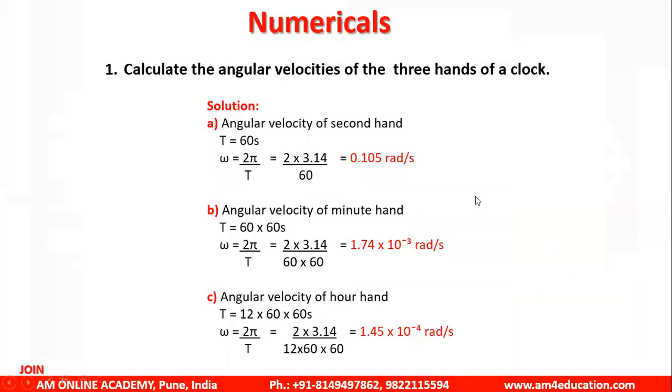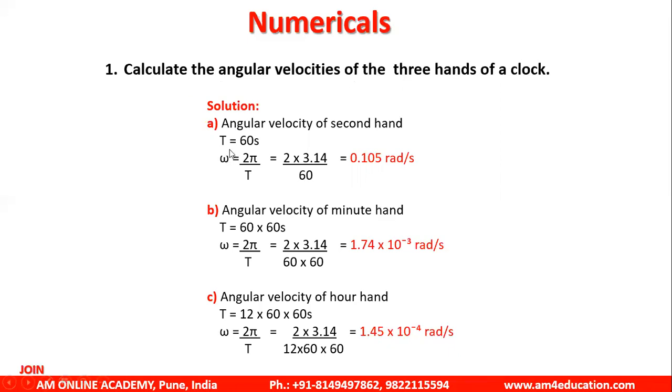Now let us see the numericals based on this topic. Calculate the angular velocity of the 3 hands of a clock. There are 3 hands in the clock. One is the second hand, the other is the minute hand, and the third is the hour hand. Every hand has its own time period of rotation. So let us begin with the second hand. The time period for the second hand to complete one rotation is 60 seconds.